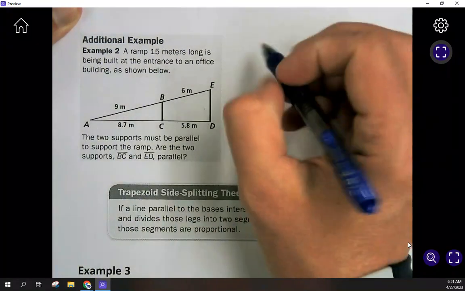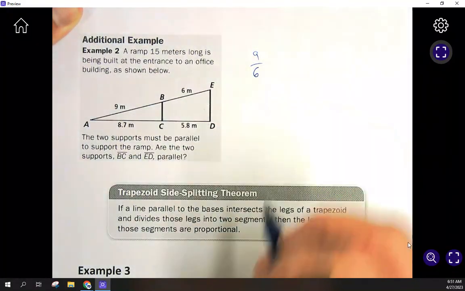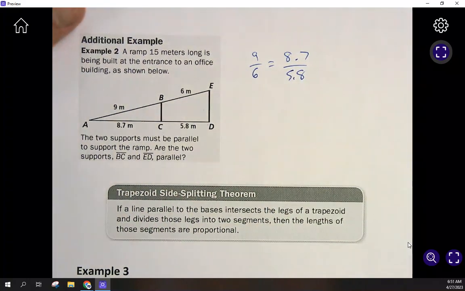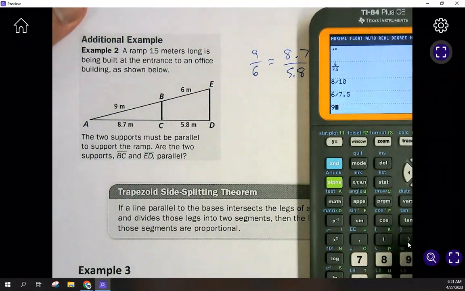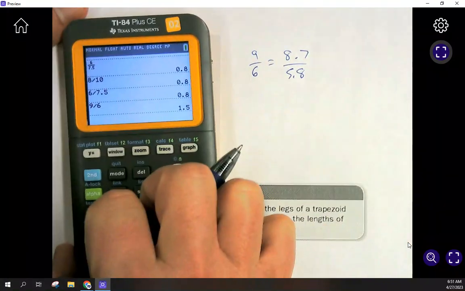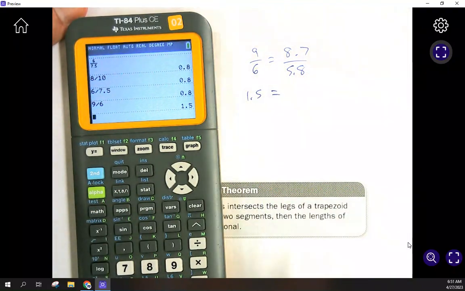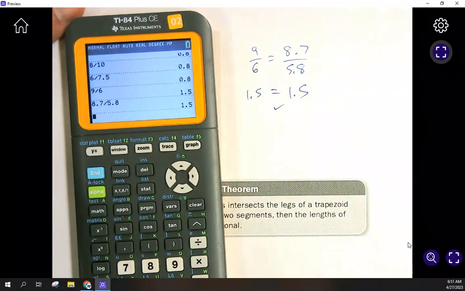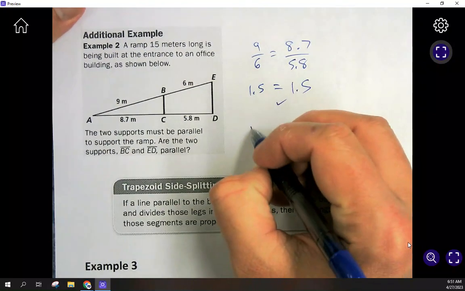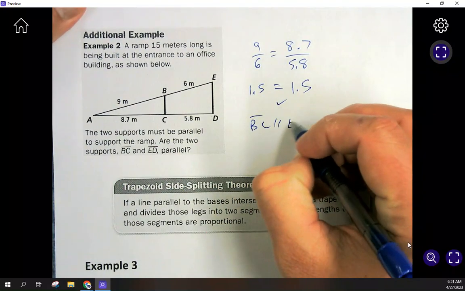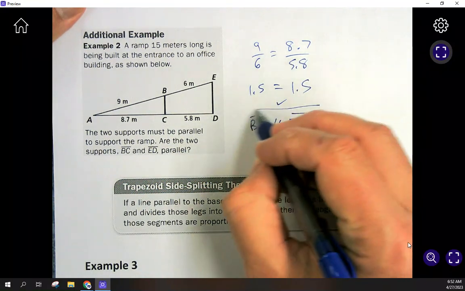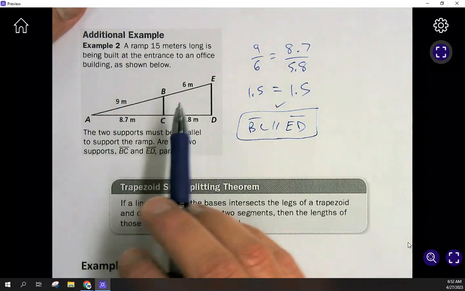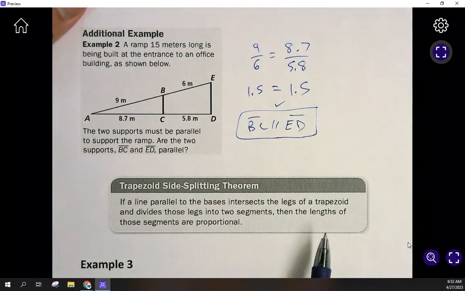So I'm going to set this up in a ratio. 9 compares to 6 the same way that 8.7 compares to 5.8. I don't know that for sure. I'm just trying it out here. So if I do 9 divided by 6, I get 1.5. 8.7 divided by 5.8, I also get 1.5. That checks out. So I have proven that BC is parallel to ED because these ratios are equal. Those pieces are proportional. If these did not come out equal, I can now say without a doubt these are not parallel to each other. There's an issue, and I would need to fix it.